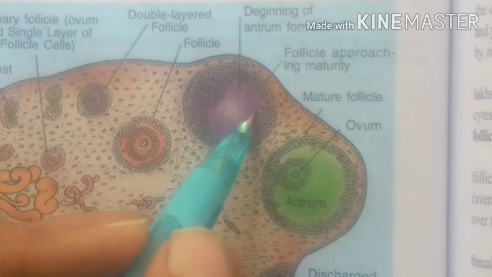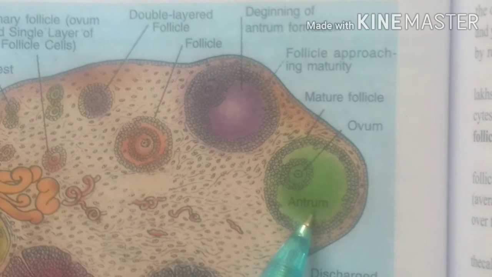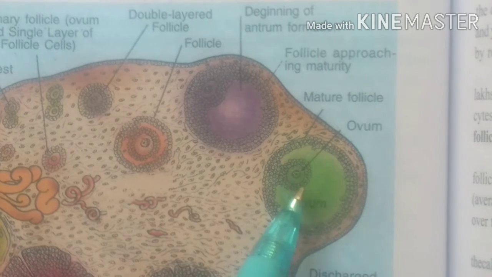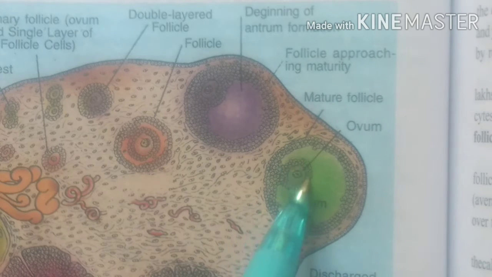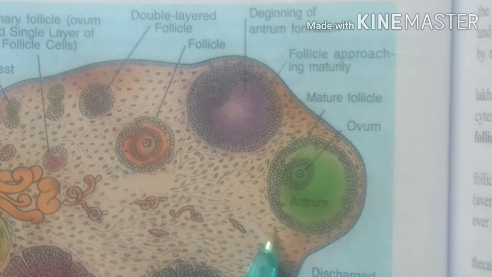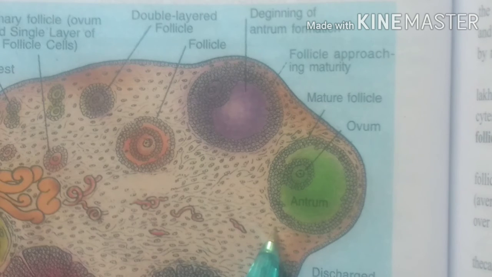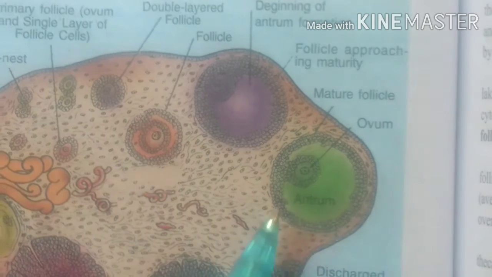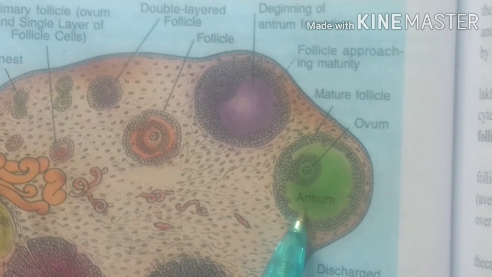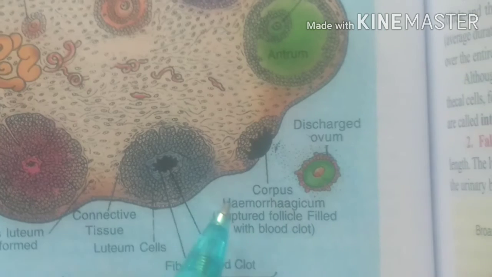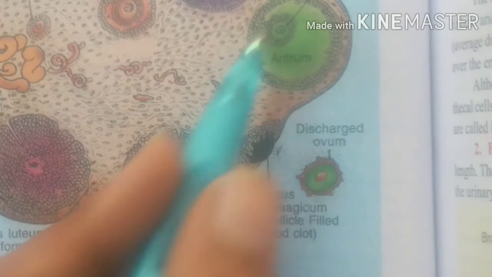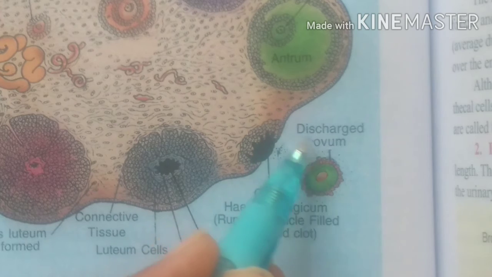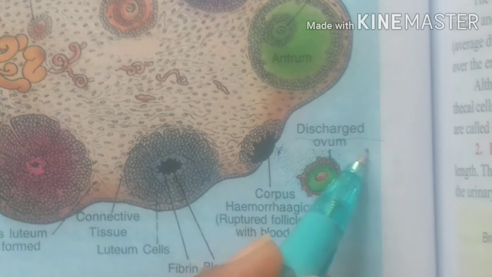The Graafian follicle contains a cavity called the antrum, and the ovum is present inside the antrum. It is covered with follicular cells which secrete the hormone estrogen. This mature follicle releases the ovum in the process of ovulation. See, the ovum from the Graafian follicle is released outside. It is called the discharged ovum.